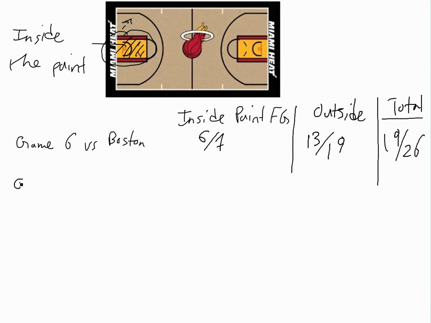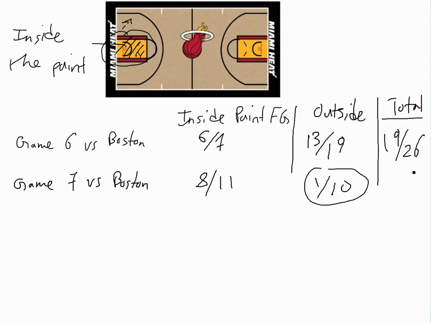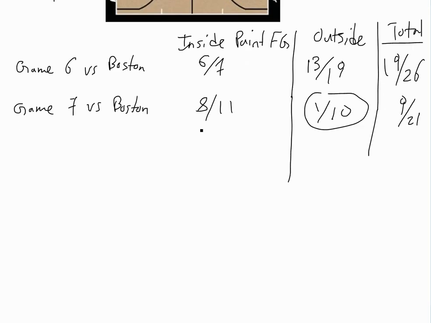If you look at Game 7 versus Boston, he had 8 of 11 inside the paint, and he was 1 of 10 outside. This is incredibly low, and the total is 9 of 21. It just keeps going down. So then you go to the NBA Finals.